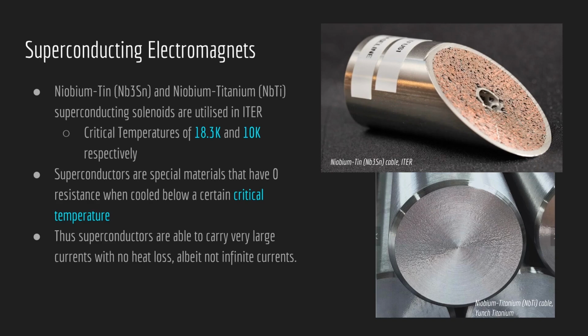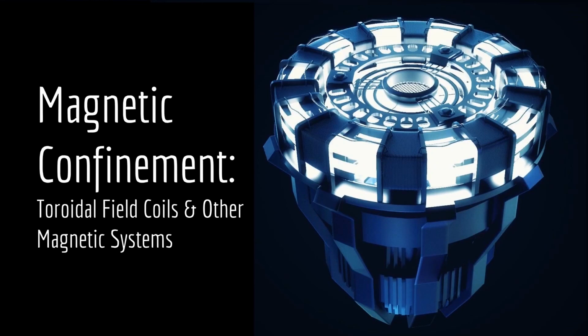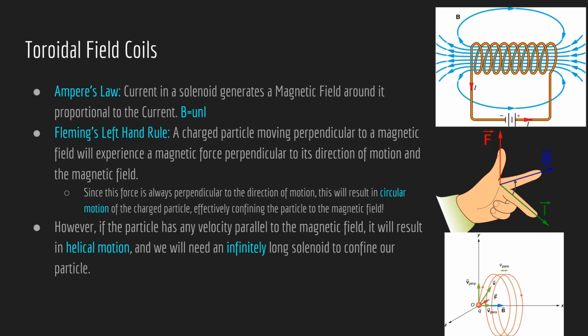It's worth noting that while superconductors have zero resistance, they cannot carry infinite current. Due to the Meissner effect, superconductors can only carry up to a maximum critical current. Niobium tin and niobium titanium are used because they have high critical currents and are able to produce magnetic fields up to 30 Teslas and 15 Teslas respectively. Now, in ITER, we use these superconducting magnets for magnetic confinement of the plasma fuel. First off, let's set up our parameters.